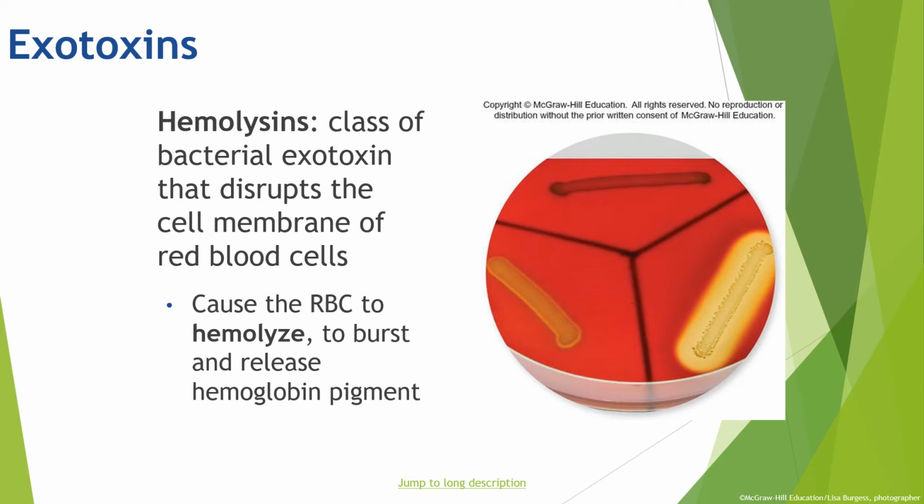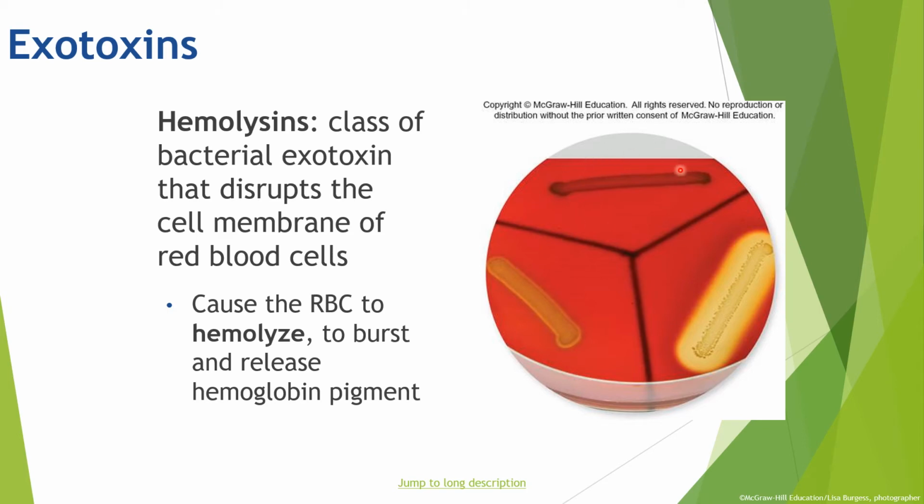Now, the hemolysins are basically exotoxins produced by the bacteria, and what these hemolysin exotoxins do is break down the cell membrane of the red blood cells, causing the red blood cell to burst. Now, this is a blood agar plate right here, and what you are seeing are three different types of hemolysis taking place.